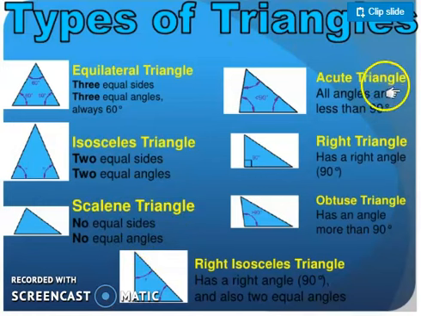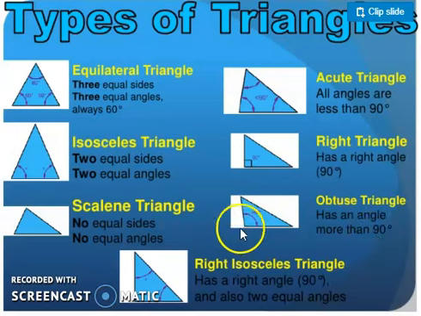Now acute triangle. An acute angle is an angle that is less than 90 degrees, like this. This is an angle that is less than 90 degrees. Now what's an acute triangle? A triangle with all angles less than 90 degrees is an acute triangle. Now right triangle: a triangle that has a right angle, like this. That is, one right angle is known as a right-angled triangle. Now obtuse triangle. An obtuse triangle has an angle more than 90 degrees.